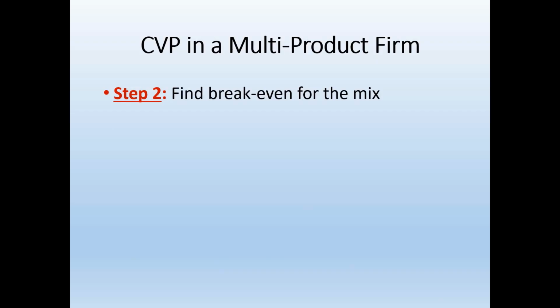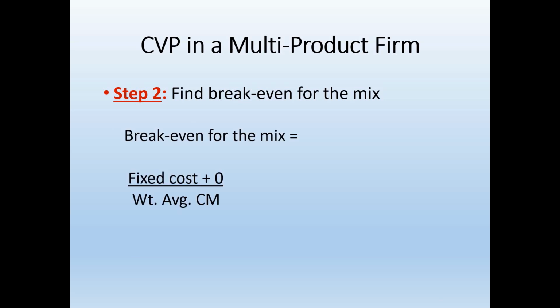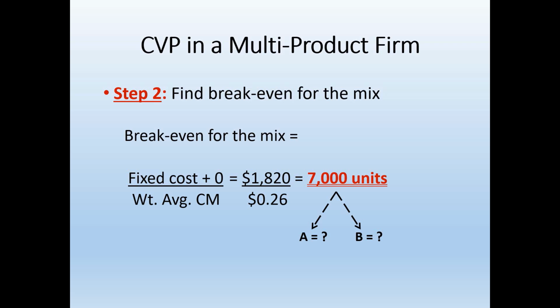In order to find break even for the mix, we're going to go back to our basic formula. Break even for the mix will be the total fixed cost plus 0 profit at break even divided by the weighted average contribution margin. Now, all we have to do is fill in the total fixed cost and the weighted average contribution margin that we just computed. When we crank this out, we find that the firm needs to sell 7,000 units in order to break even. But that doesn't tell us how many of each kind of unit. So we need to do a little more math.